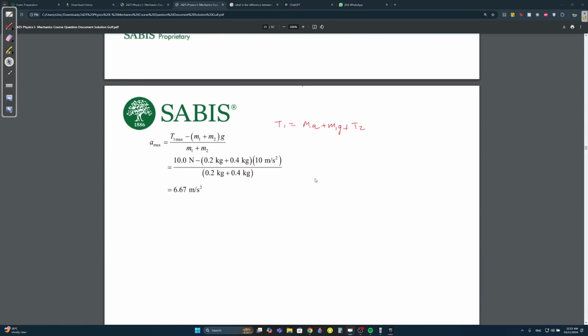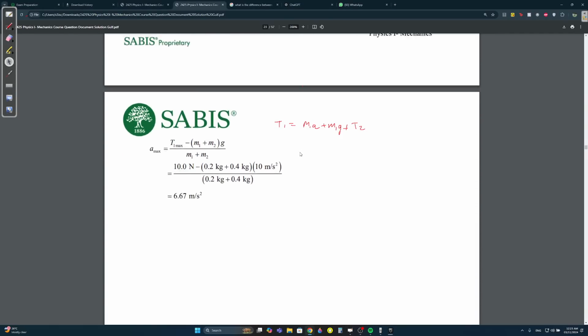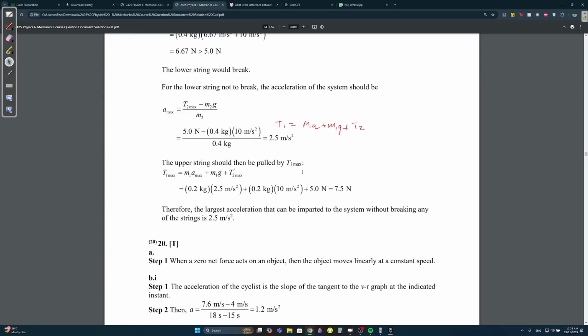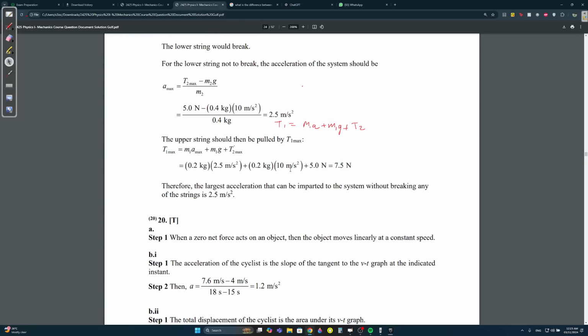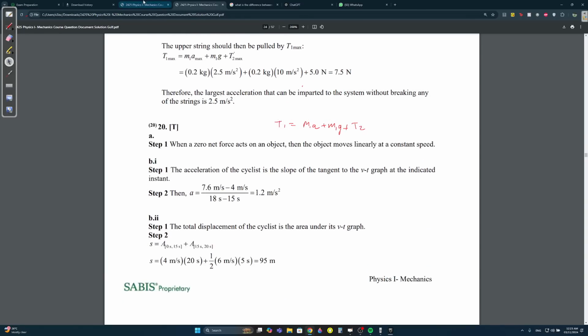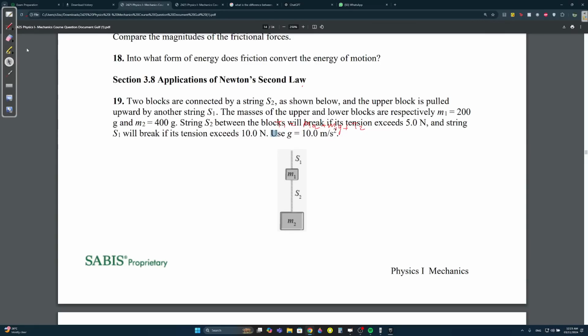Substitute the acceleration we just found, the G, substitute it in. One second. And you're gonna get 7.5 newtons. But we know that the max for T1 is 10. So is 7.5 more than the max? No. So will it break? No. So since it won't break both, that means 2.5 is the max, which is the answer I got the first time. By the way, just letting you guys know.